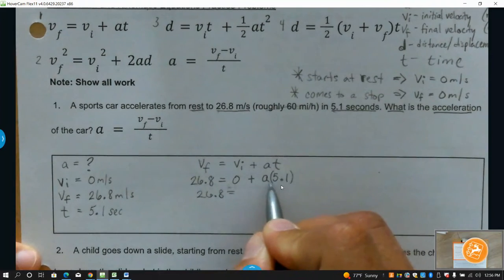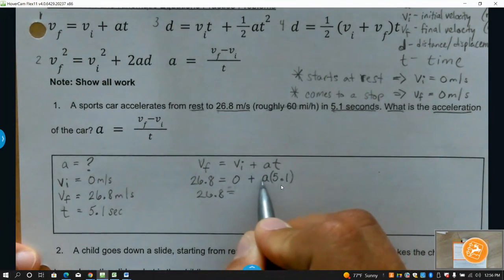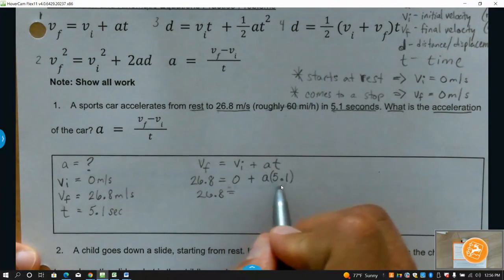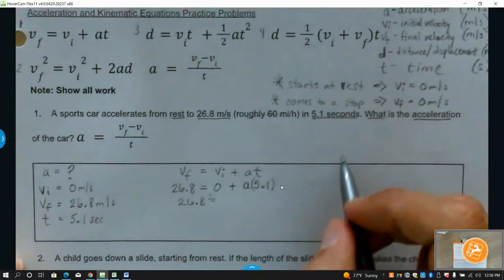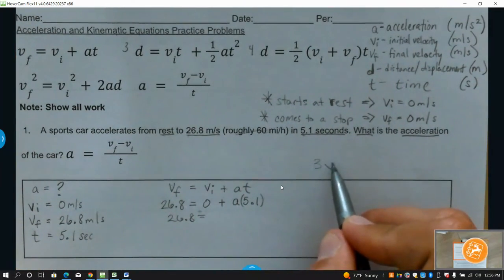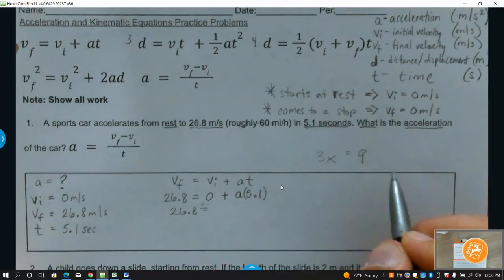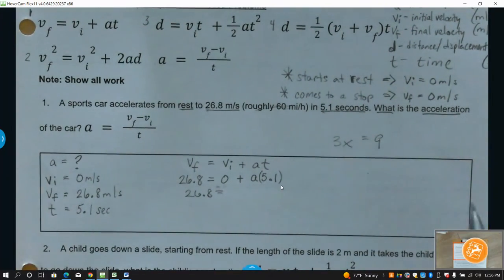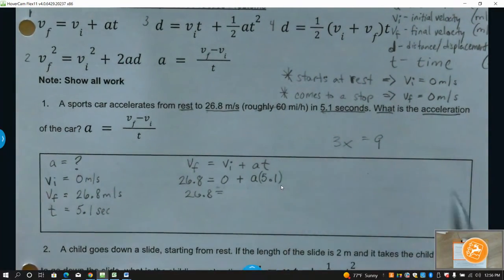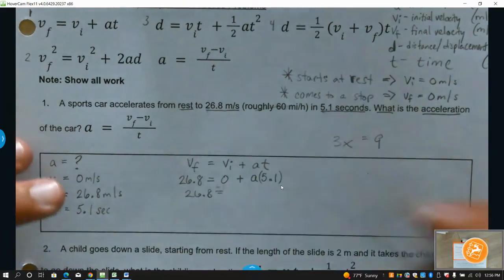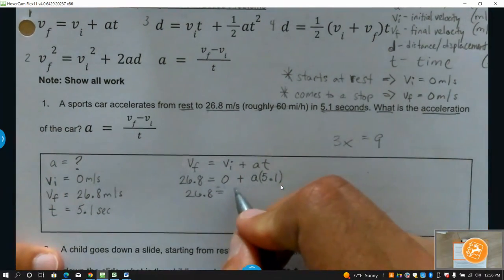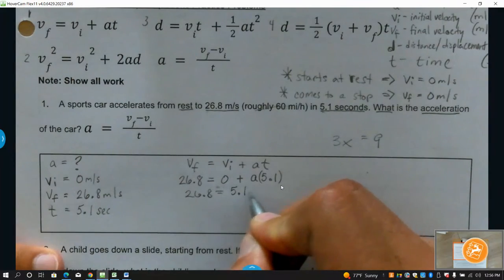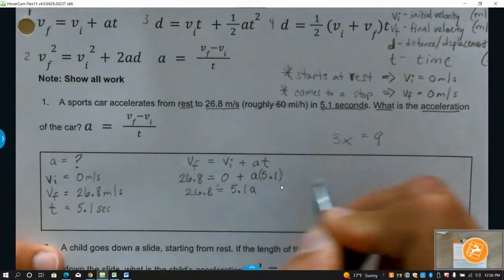So we have 26.8. Now, if you move this 5.1 to the left of A, it's okay, or you can keep it on the right. Some people like to see, like, if we were talking about a math problem like 3x equals 9, they like to have the variable on the right of it. Here, if it's on the left, it's fine. It's not going to freak you out, but I'm just going to write it like this, 5.1a.